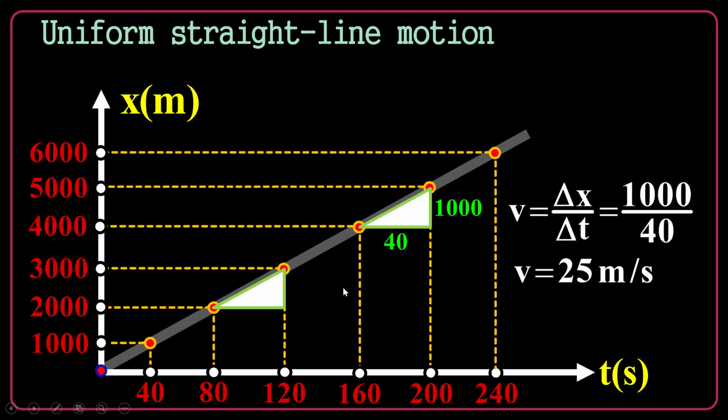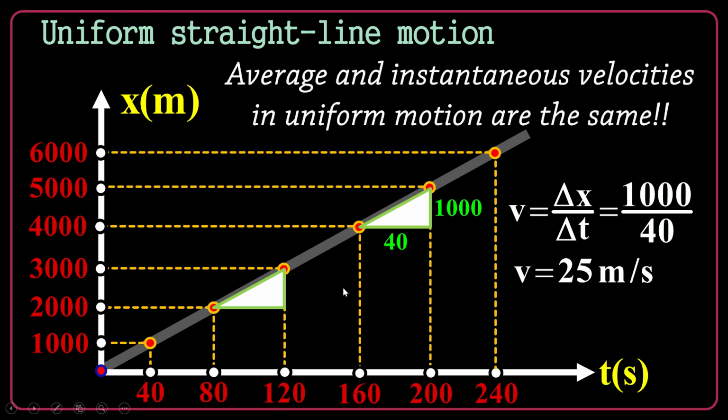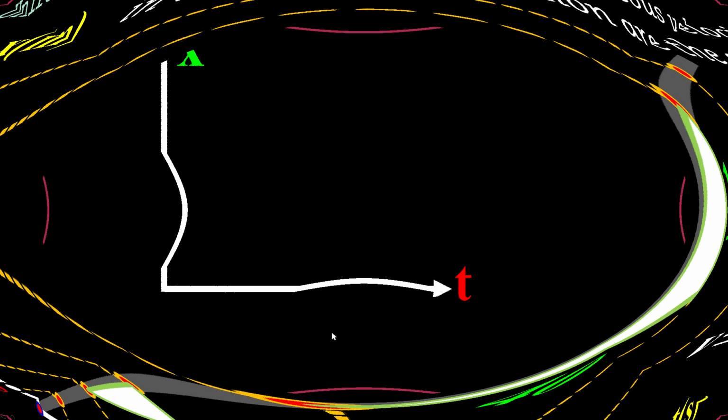Keep in mind that as the velocity will not change, we expect average and instantaneous velocities in uniform motion to be the same. It is a very important property of this motion.